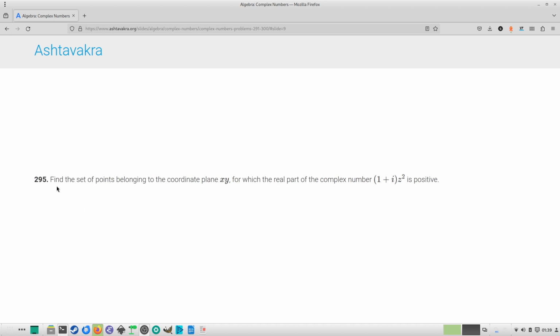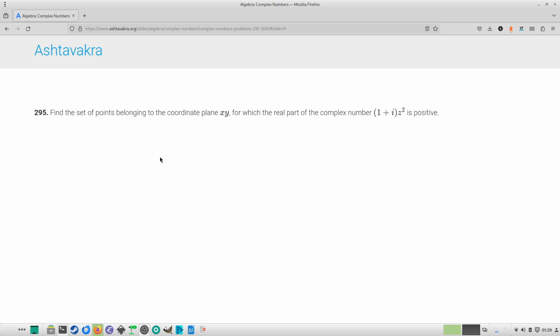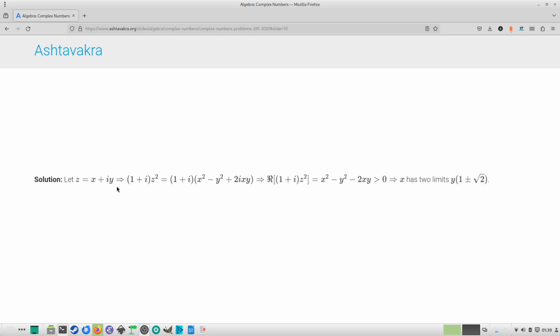Question 295 says that find the set of points belonging to the coordinate plane xy for which real part of the complex number 1 plus i z square is positive. So we let z is equal to x plus iy. So 1 plus i into z square is 1 plus i into x square minus y square plus 2ixy. Now real part of this is x square minus y square minus 2xy, which should be greater than 0. So from this we get two limits, y into 1 plus minus square root of 2.